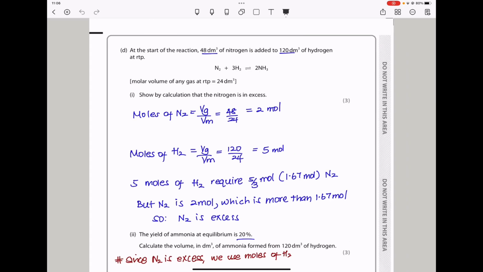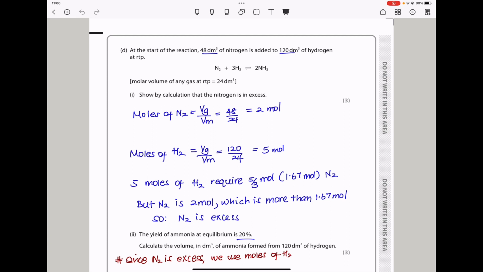Moving on. In part D, at the start of the reaction, 48 decimeters cubed of nitrogen is added to 120 decimeters cubed of hydrogen at room temperature and pressure. They say the molar gas volume is 24 decimeters cubed. Show by calculation that nitrogen is in excess.